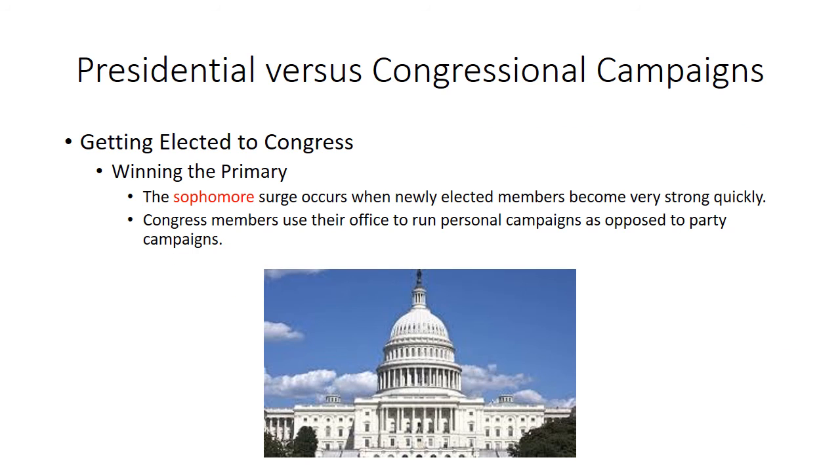Finally, when we win the primaries, we get what's called the sophomore surge, which occurs when newly elected members become very strong quickly. Congress members use their office to run personal campaigns as opposed to party campaigns. And again, this is where we get a difference between hard money and soft money. Remember, hard money goes directly to the named candidate. Soft money goes to the party they represent, and therefore it must remain solely for the party.